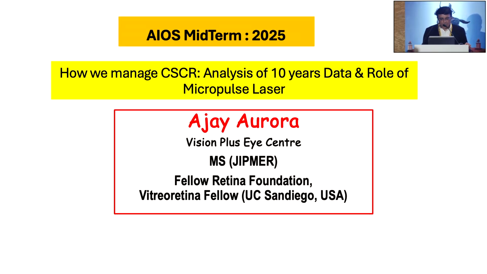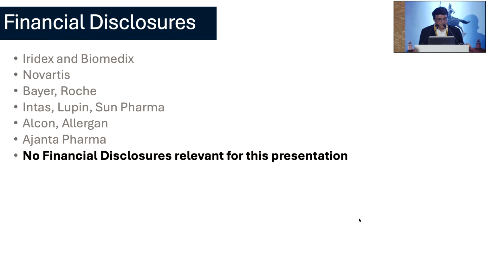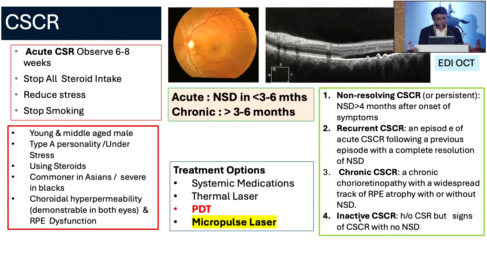So I'll be talking on how to manage CSR, my experience of over 10 years. These are the financial disclosures, and I think all of you know that acute CSR we must observe patiently for about 6 to 8 weeks. We don't want to intervene. We definitely want to make sure that steroids are removed from the usage by the patient, reduce stress, and stop smoking. When you have chronic CSR, which could be either a non-resolving CSR, a recurrent CSR, or a chronic CSR or an inactive CSR. Now, for these cases, a lot of systemic medications have been tried.